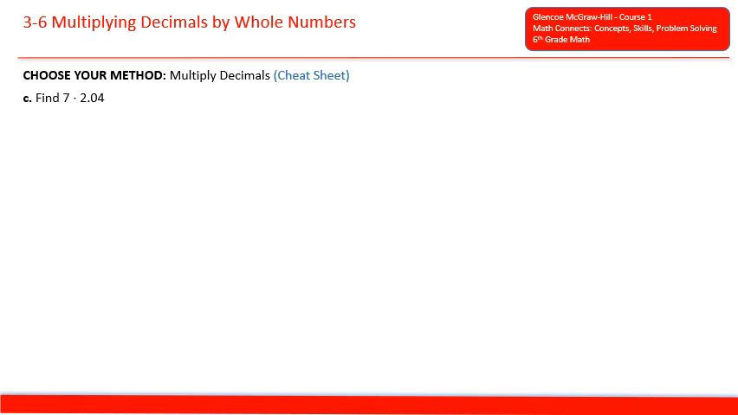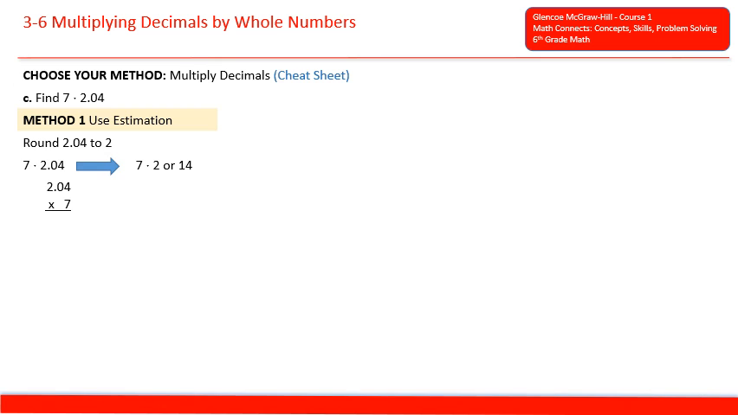Choose your method. 7 times 2.04. Method 1, use estimation. 2.04, we're going to round to 2. So we get 7 times 2.04 becomes 7 times 2, or 14. 2.04 times 7 is 14.28, and we put the decimal after the 4 because the estimation had 14.